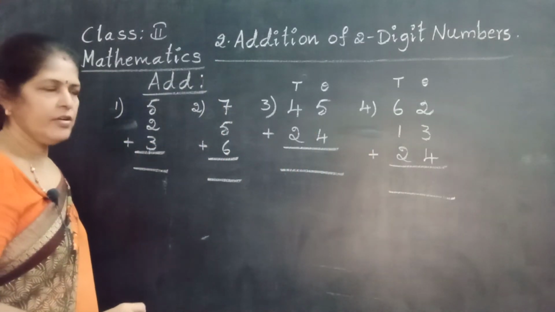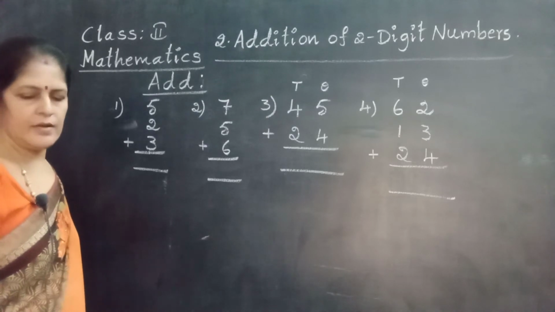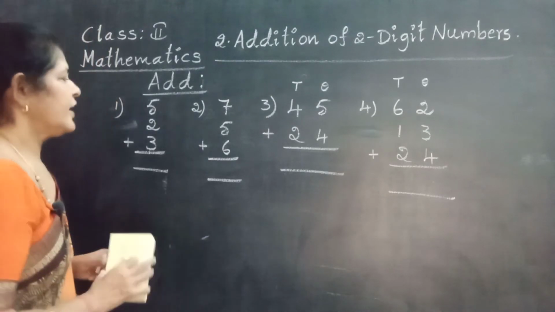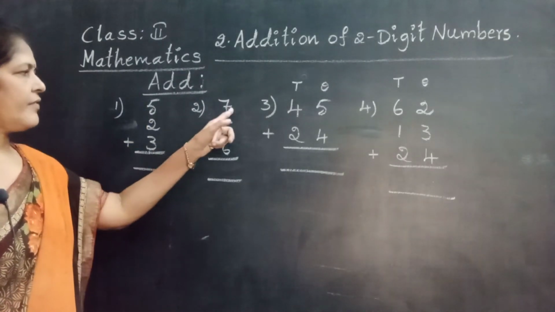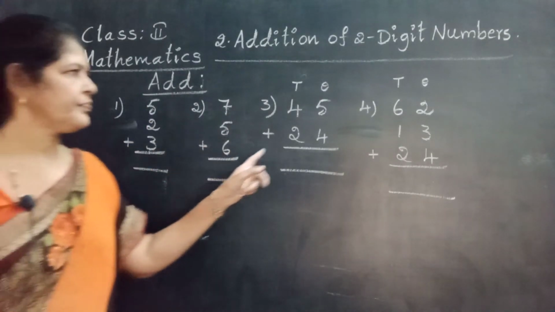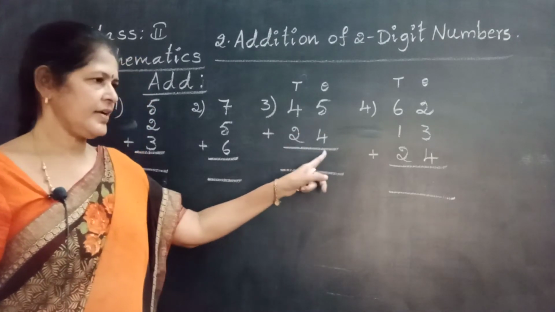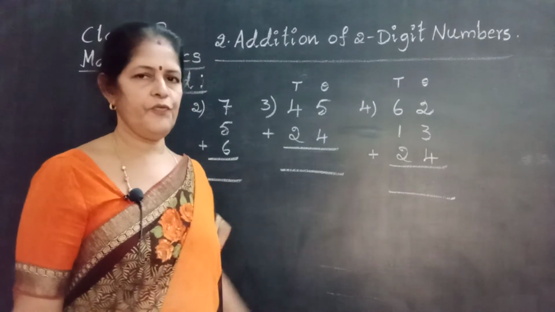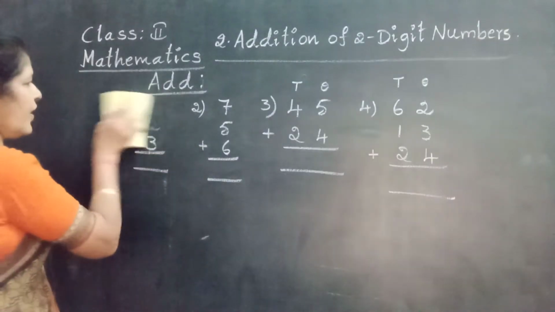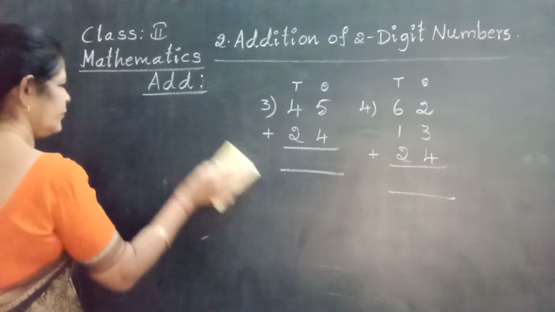Have you noted down? Can I write the next one? Okay, Nana. Copy down neatly. Come on. 5 plus 2 plus 3. 7 plus 5 plus 6. 45 plus 24. 62 plus 13 plus 24. Next one. Fifth one.